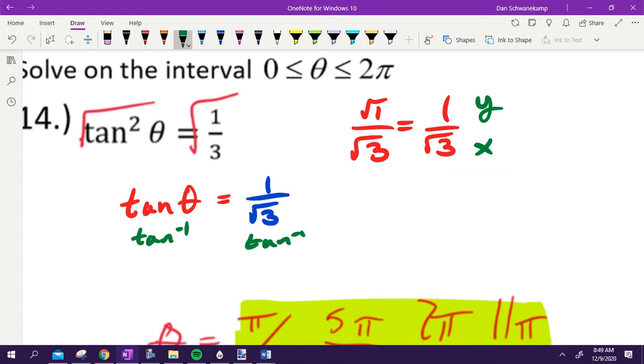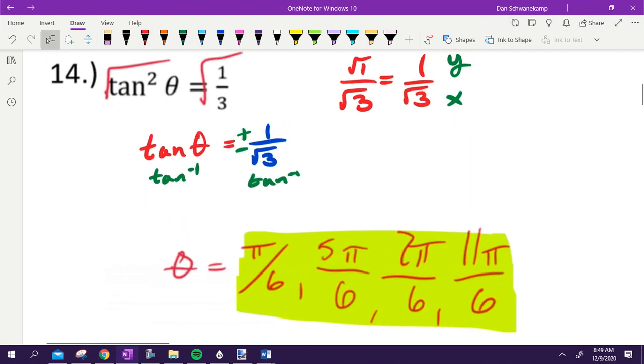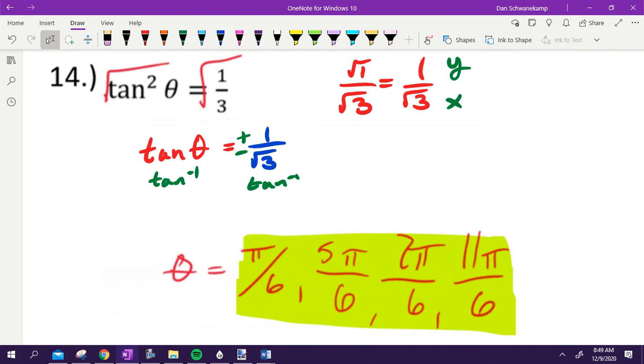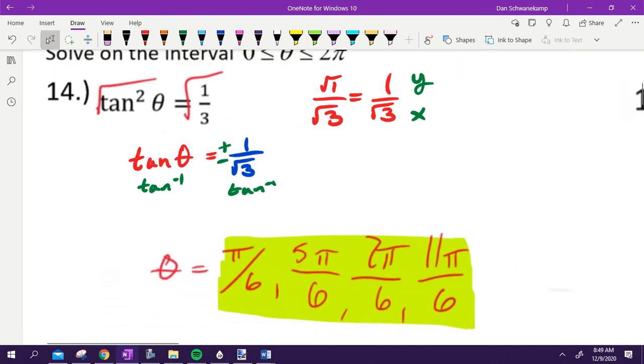So when I do inverse tangent here, I'm thinking about where on my unit circle tangent, which is y over x, is going to get me 1 over radical 3. Or in other words, where is my x radical 3? It's plus or minus because I took the square root. Then it was just a matter of going to my unit circle and thinking about everywhere that x is radical 3 and my y is 1. It's at those 4 spots.